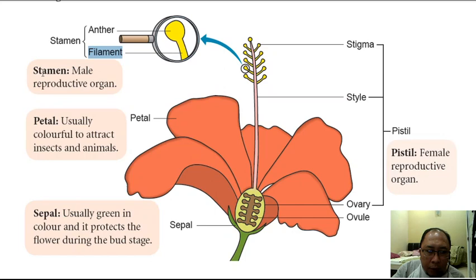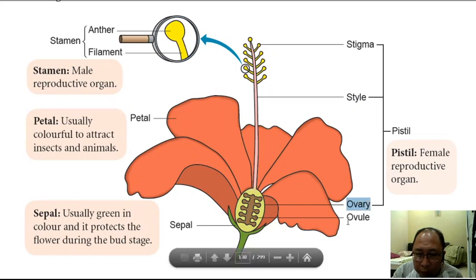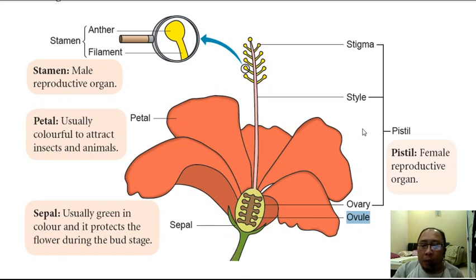So the stamen is a male reproductive organ, and the pistil is a female reproductive organ. This pistil consists of stigma, style, ovary, and ovule. So four components make up the pistil, which is the female reproductive organ.